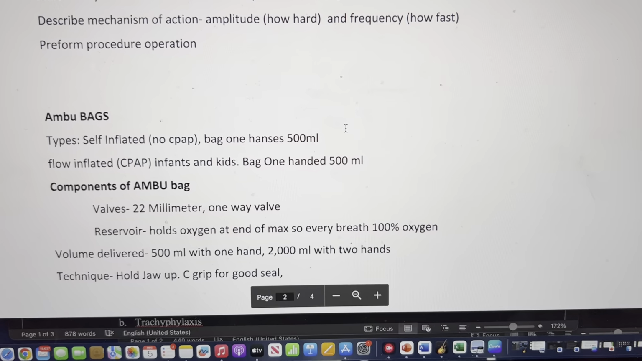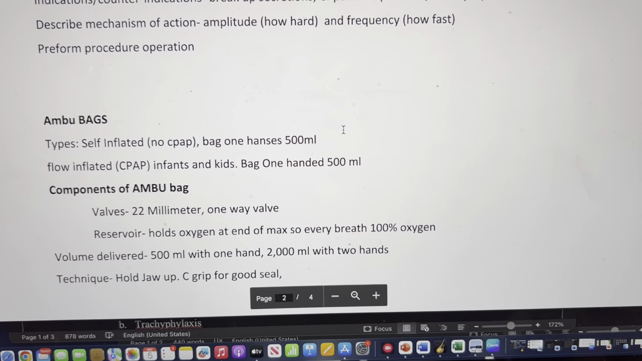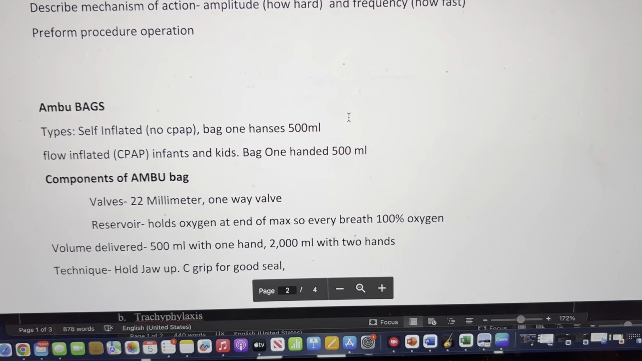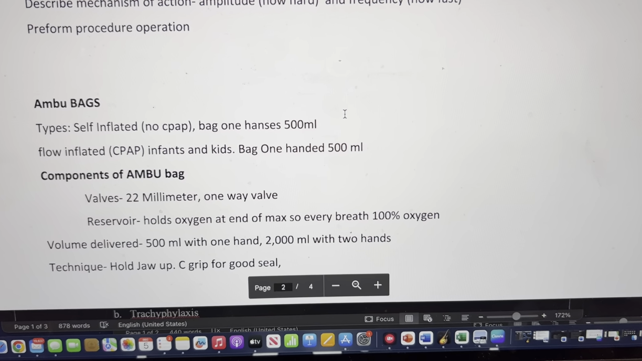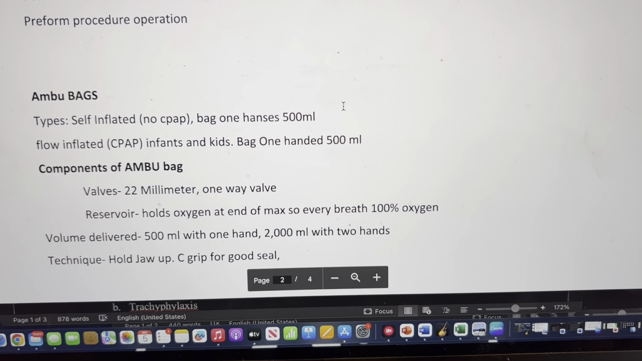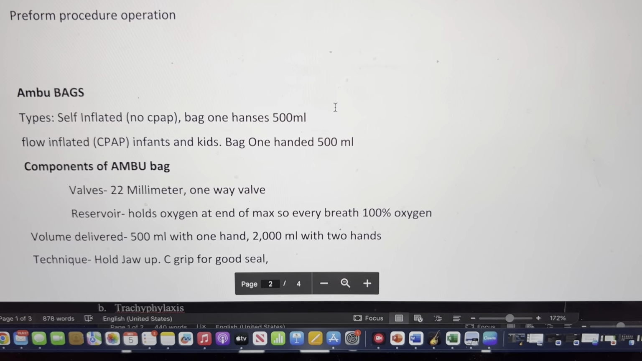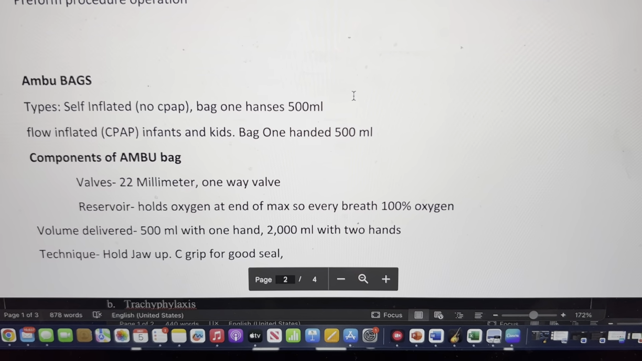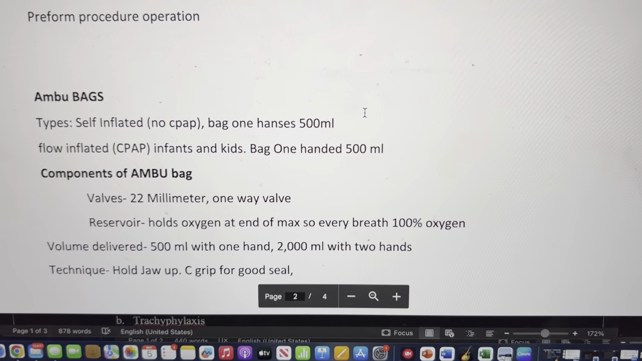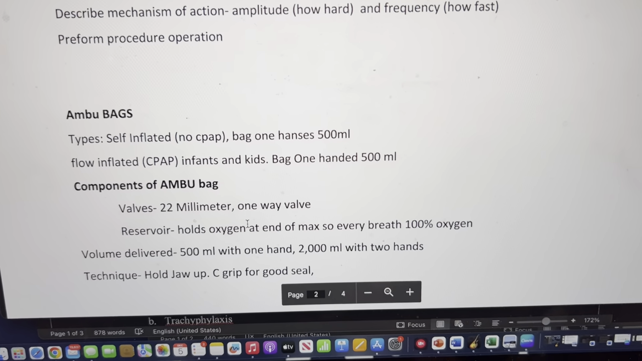Flow-inflated bags work best with CPAP, or you can use CPAP. Works best with infants and kids. They have a continuous flow. You can bag one-handed. Gives 500 milliliters per breath. You want to lift the jaw up and hold the mask with a tight C grip.